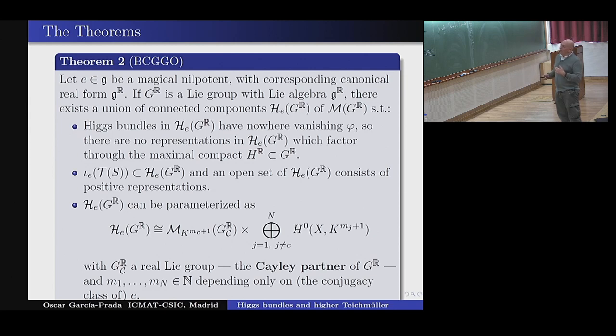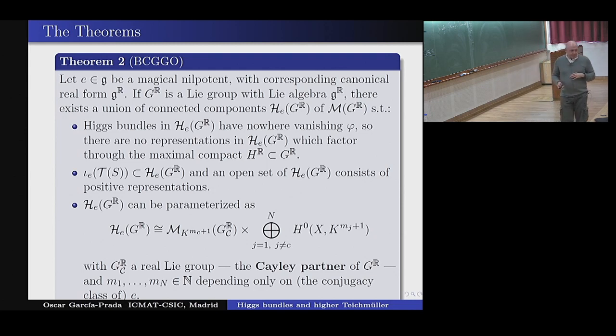And then there are all these numbers here. Both these numbers that appear here, the MJs and the MC, as well as this group, the whole package is determined by E, the magical nilpotent element, up to conjugacy class of E, right? So what I would say is that we consider this space here and we construct a map to the moduli space of GR Higgs bundles, and we prove that it is open and closed and that defines components, right, injective and so on.